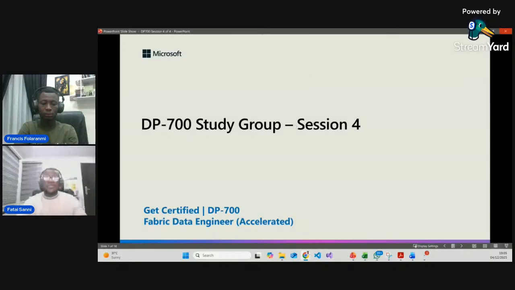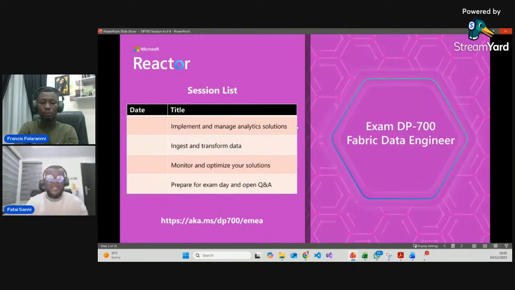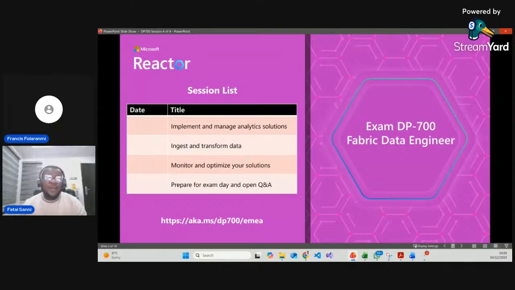So for the first 3 days, we've talked about implementing and managing analytics solution. We've talked about ingesting and transforming data with Microsoft Fabric. We've talked about monitoring and optimizing solutions in Microsoft Fabric. And today we're going to be talking about preparing for the exam day and preparing for the exam in itself.